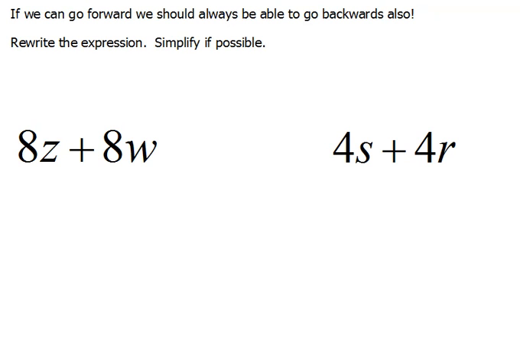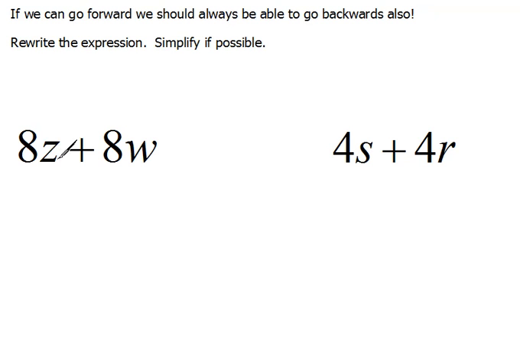Now, just like with every single thing that you learn in mathematics, if you can go forward, you should also be able to turn around and go backwards. So, this problem again says rewrite the expression and simplify if possible. So here we have an expression that says 8z plus 8w. Well, looking at this, it's as if the distribution has already happened. We're going to go backwards and do like reverse distribution.